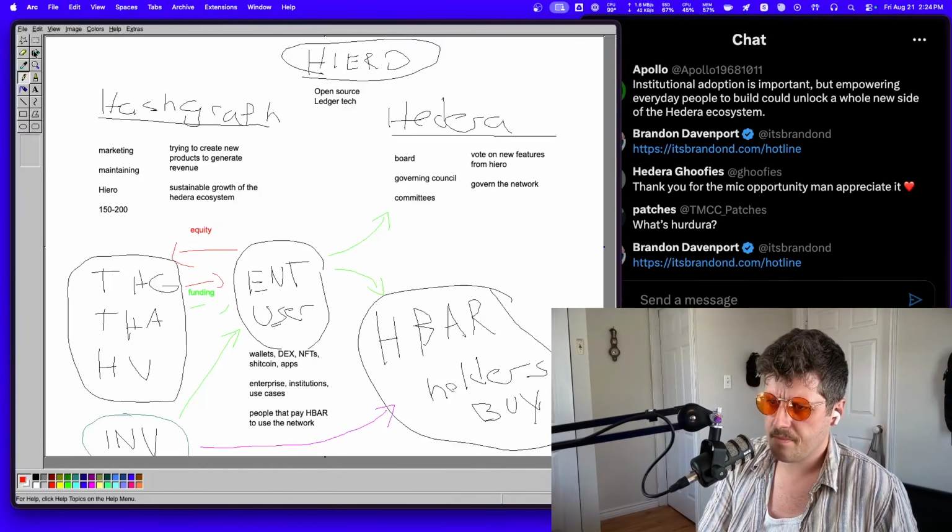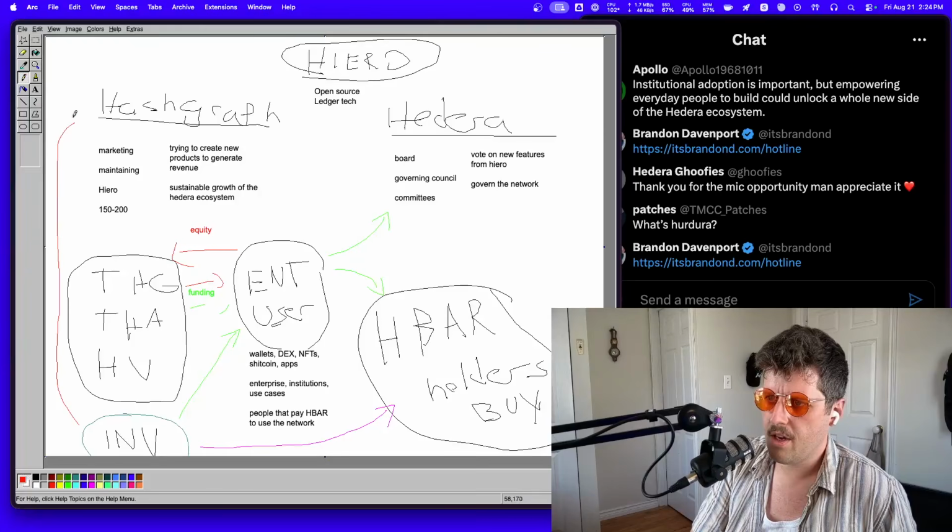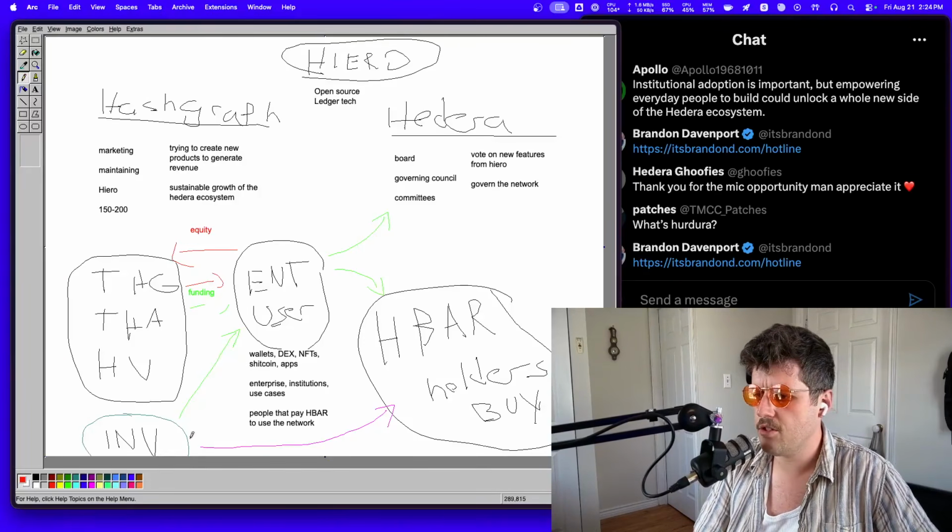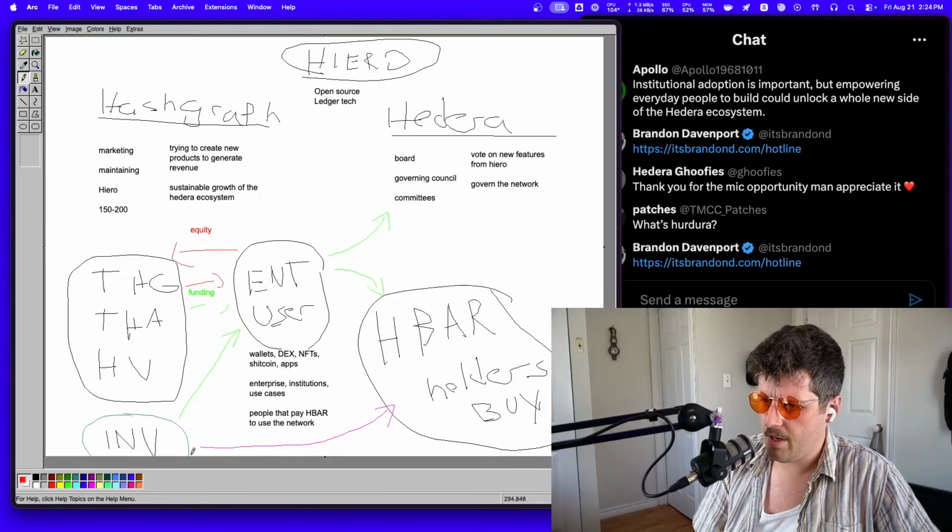So over here, if we look at Hedera, these folks need to be funded somehow, right? There's a little bit of outside investment, especially in the early days, that goes to this to kind of bootstrap it, get it off the ground. Or actually not to Hashgraph. That was to Swirlds Labs. So maybe we'll go like this. Okay. So we've got some outside investment coming in.